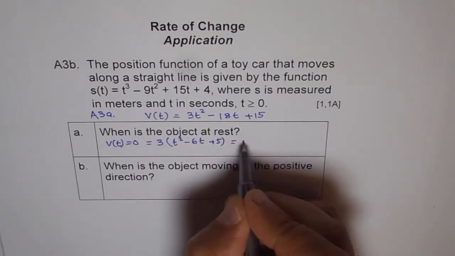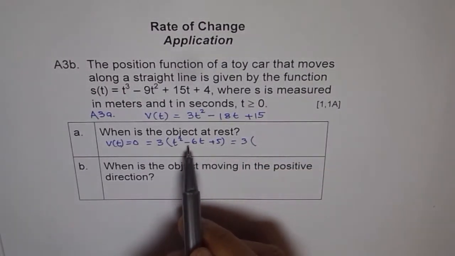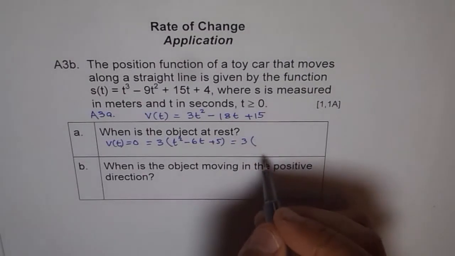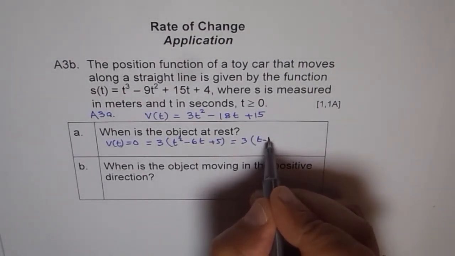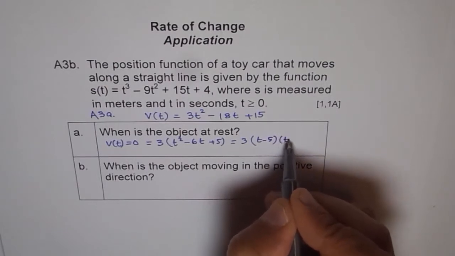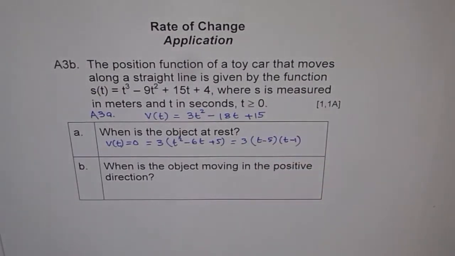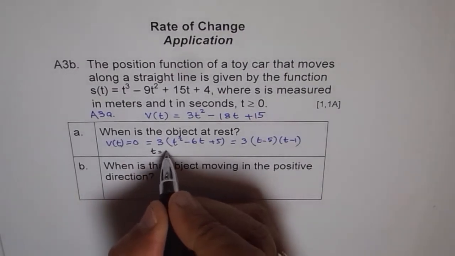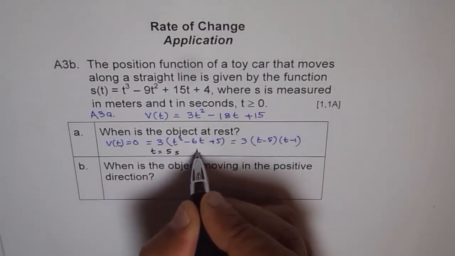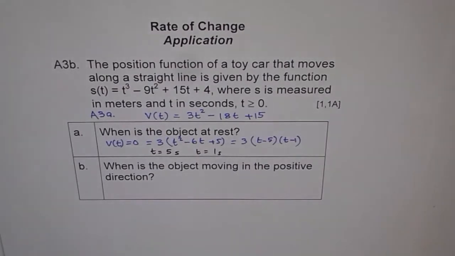Now this could be written as, we need a product of 5 and a sum of minus 6. So the two terms are minus 5 and minus 1. So we get (t minus 5) times (t minus 1). When can this be 0? This can be 0 only at t equals 5 and t equals 1, correct? So at t equals 5 seconds and at t equals 1 second, the object is at rest.